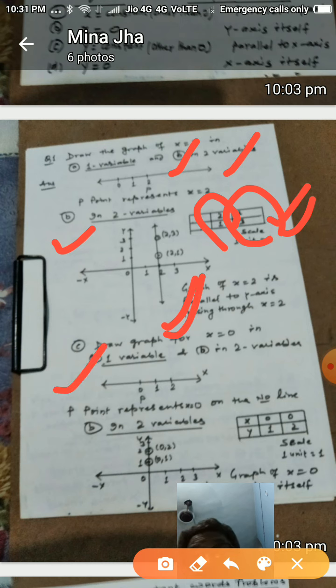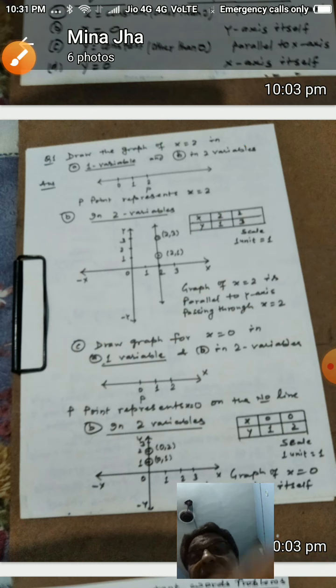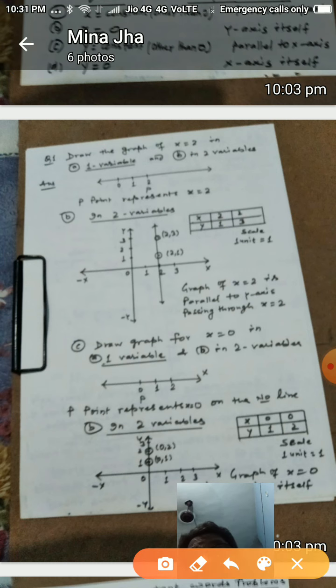Now another question is, draw the graph of x equal to 0. You see, in the above question it was x equal to any non-zero constant. Now we will draw the graph of x equal to 0 in both situations. In one variable, again drawing the x-axis, we will represent the position of 0 and some more integers, some more divisions, and then we will give the name as here given, that point p represents x equal to 0 on the number line.